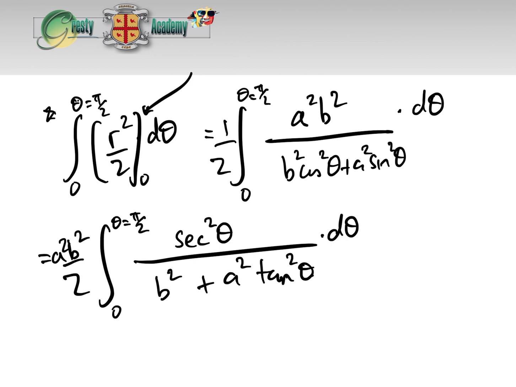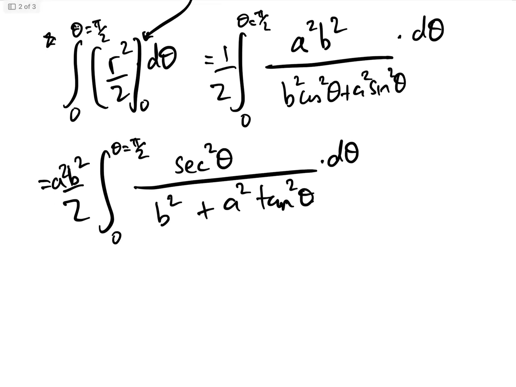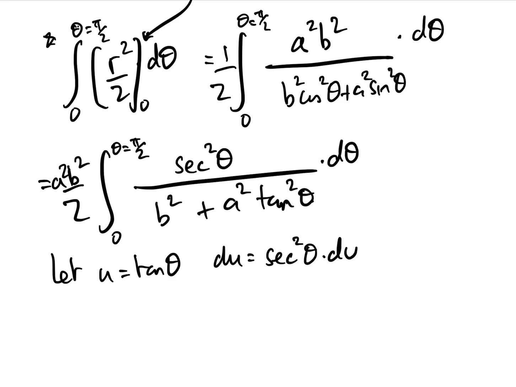Well, because the derivative of tan is sec squared, this is going to be the way that we're going to be able to do this integral. So now we're going to have to use another substitution: let u equal tan theta, so therefore du equals sec squared theta d theta, which is how we're going to solve that top bit.